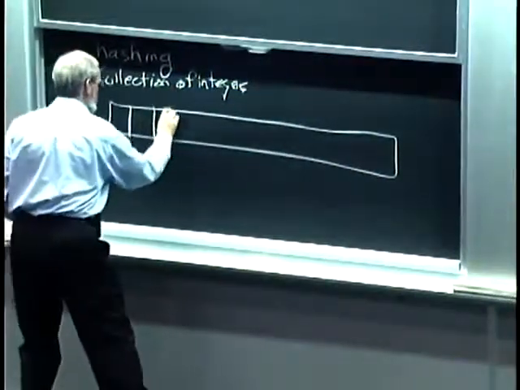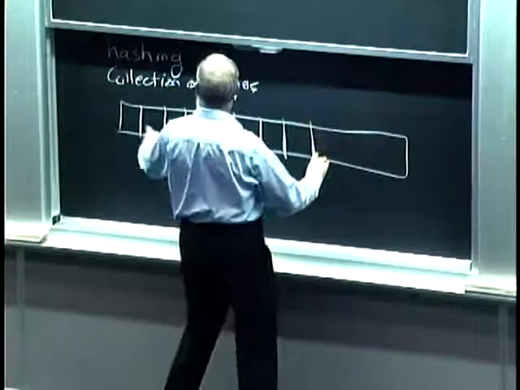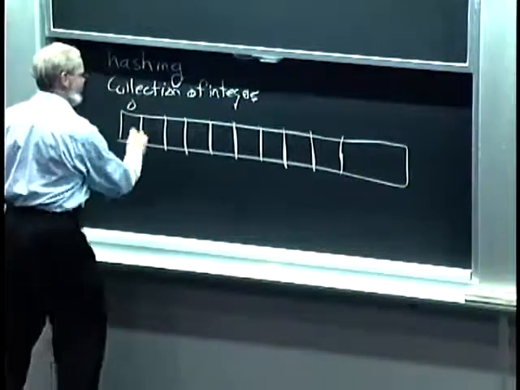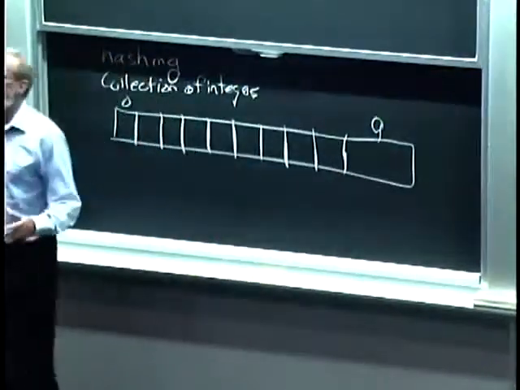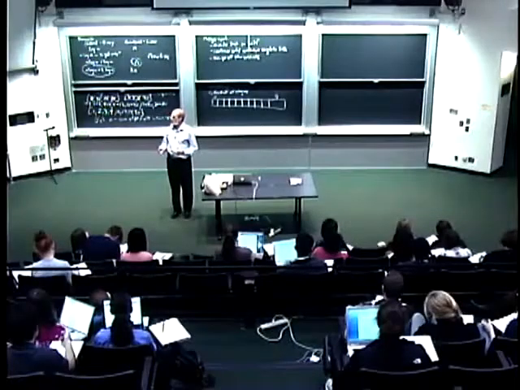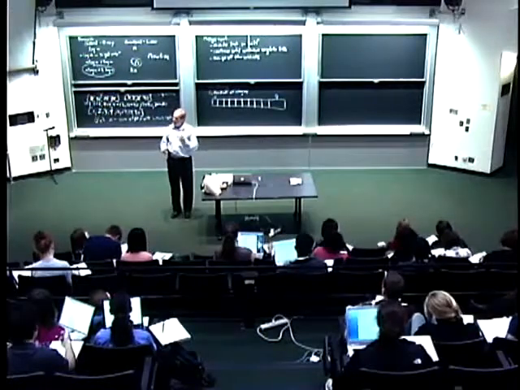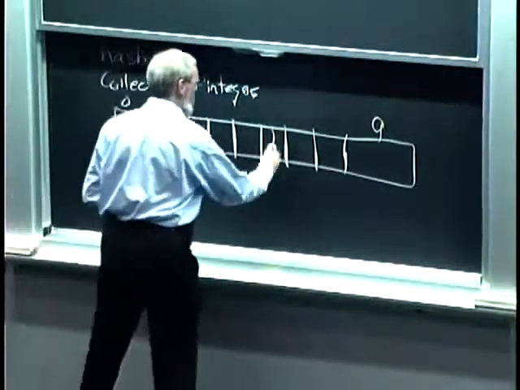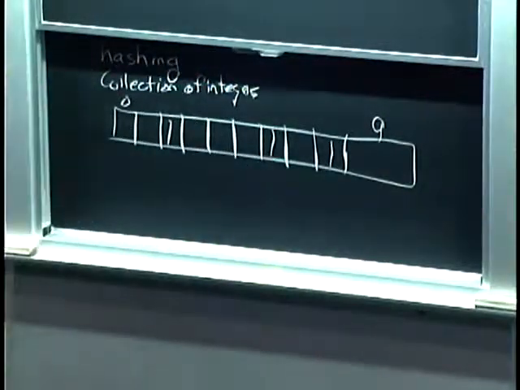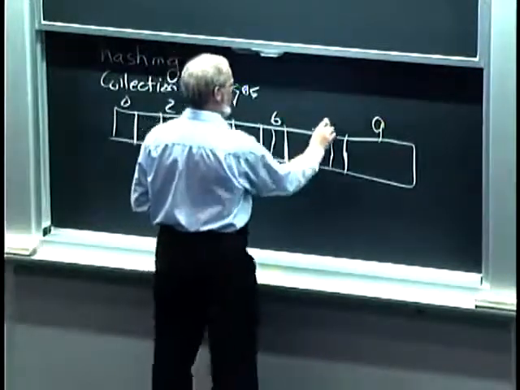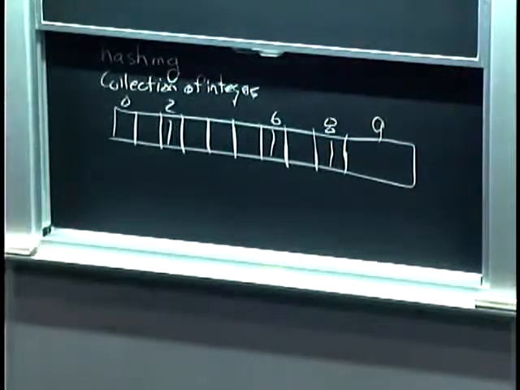I can build a list with spots for all of those elements. 0, 1, 2, 3, 4, 5, 6, 7, 8, 9. And then when I want to create my set, I could simply put a 1 everywhere that that integer falls. So if I wanted to represent, for example, the set 2, 6, and 8, I put a 1 in those slots. This seems a little weird, but bear with me for a second.